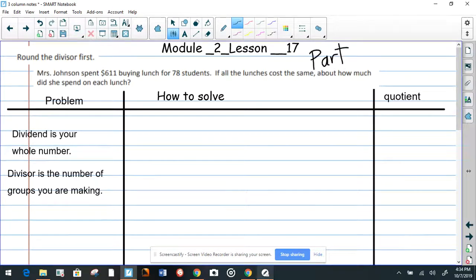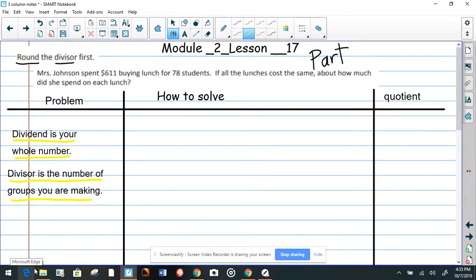And as you can see, this is a word problem. But let's look at the directions. It says to round the divisor. Okay, let's also find out what the divisor is. Oh, look, I gave you a definition. The dividend is your whole number, and the divisor is the number of groups you are making.